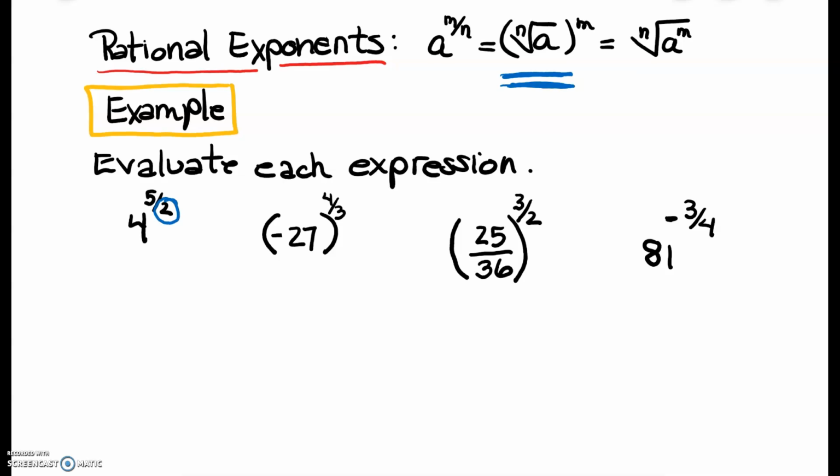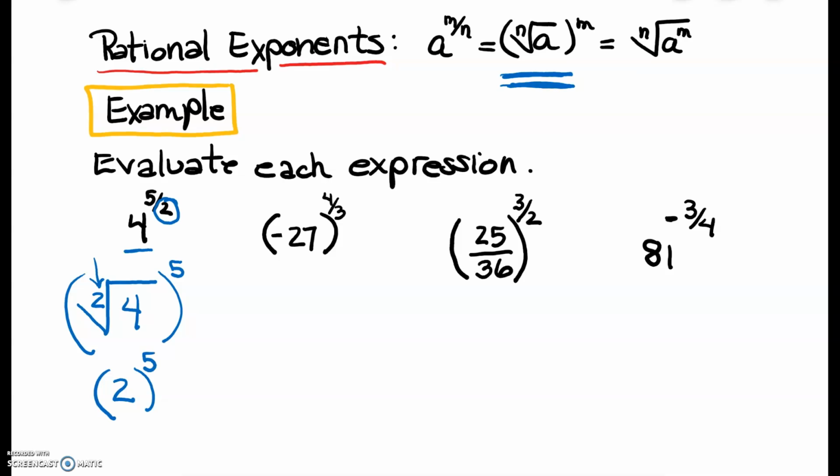My root is going to be 2. My base is going to be 4. That goes under the radical. And then 5 is my power. When I have an index of 2, that means I'm taking the square root. The square root of 4 is 2. And I'm going to raise that to the 5th power. 2 times 2 times 2 times 2 times 2. What does that equal? That equals 32.